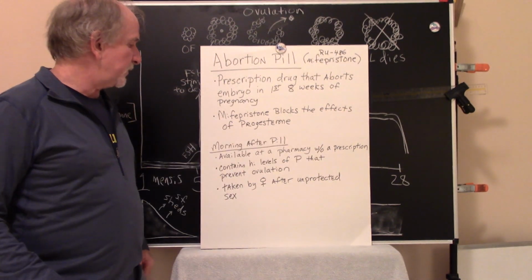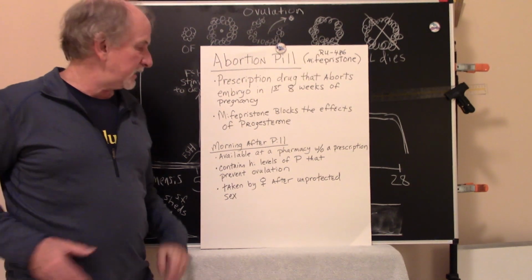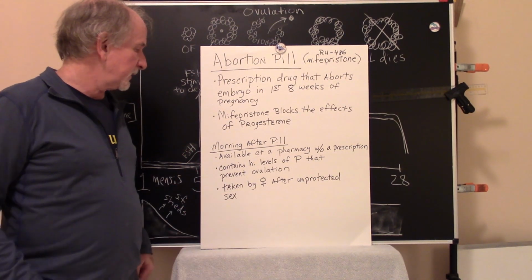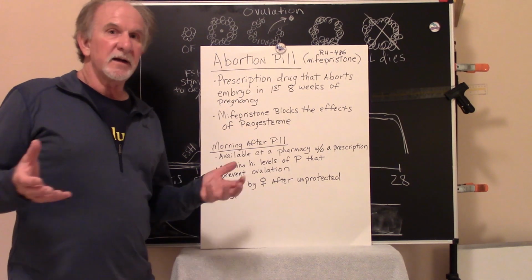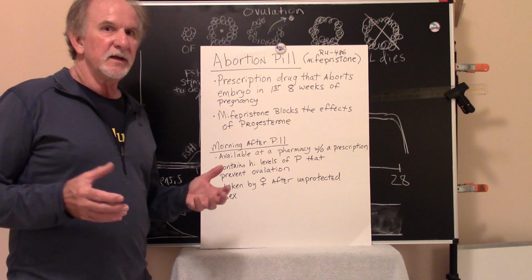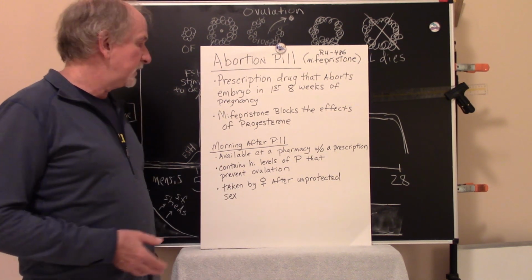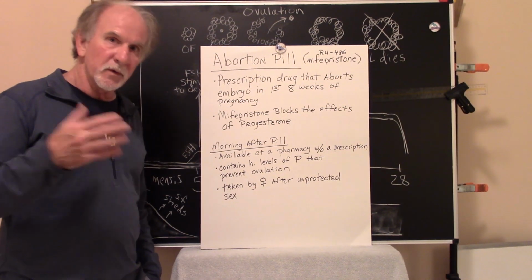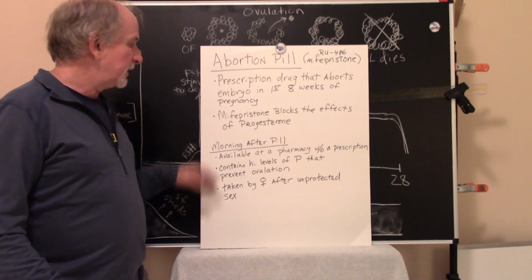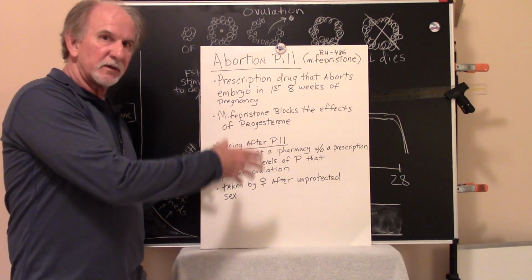And lastly, the morning after pill, which is available at pharmacies without a prescription. The morning after pill contains high levels of progesterone that, when taken, will prevent ovulation. So a female who's had unprotected sex, a little bit scared that maybe she is going to ovulate and possibly get pregnant with the sperm that was introduced into her body, might the next day or the morning after she's had sex go and buy the morning after pill and take it to prevent ovulation.